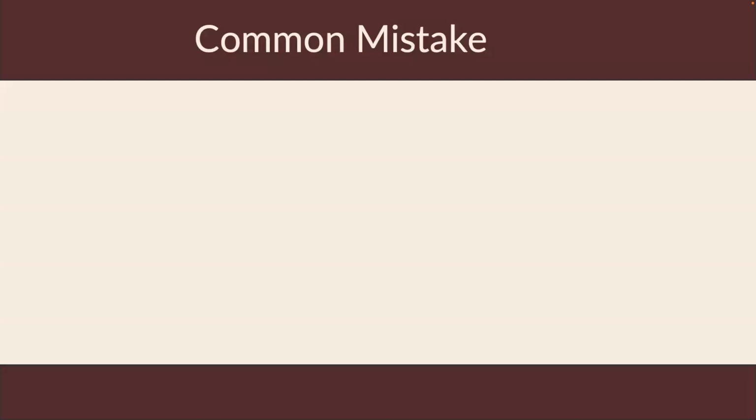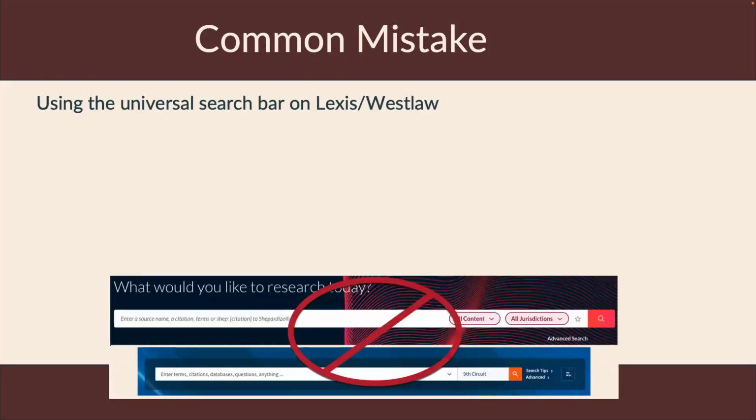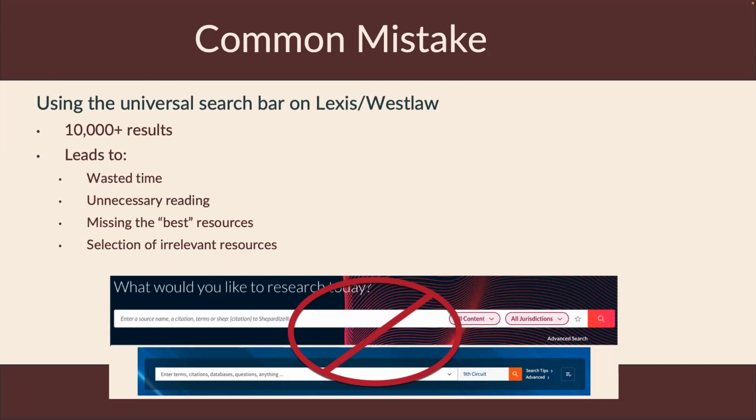The most common mistake that new researchers make at this step is to run their search in the universal search bar on Lexis or Westlaw. Doing this is inefficient because you end up with over 10,000 results every time. While you can utilize filters to narrow down those results, that takes time and filters aren't foolproof. Chances are you're either going to over or under filter.